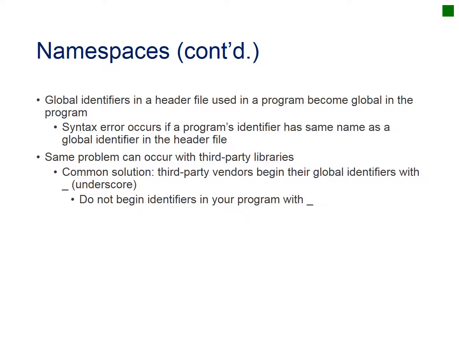Global identifiers in a header file used in a program become global in the program. A syntax error occurs if the program's identifier has the same name as a global identifier in the header file. Same problem can occur with third-party libraries. A common solution is that a third-party vendor begins their global identifiers with an underscore. You do not begin your identifiers in your program with an underscore.